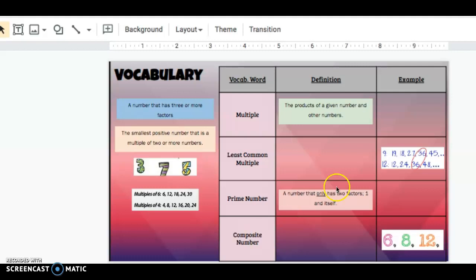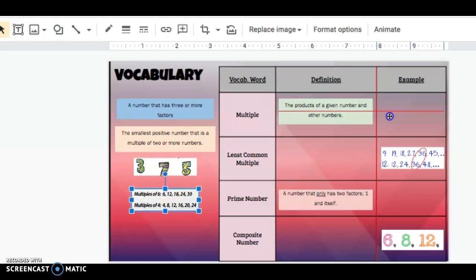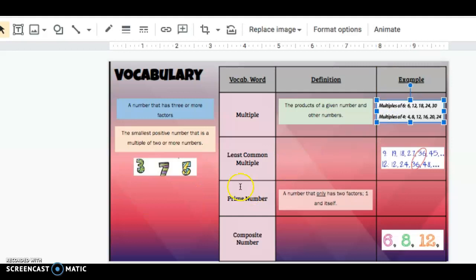So let's start with the word multiple. Multiple is the product of a given number and other numbers. So like that's listing 6 times 1 is 6, 6 times 2 is 12, 6 times 3 is 18, 6 times 4 is 24, 6 times 5 is 30. That's listing the multiples of 6. So it's just going through your multiplication facts. So we have to find the example. So an example is right here. So we'll drag it, place it in this box.